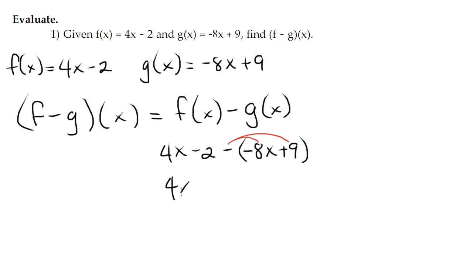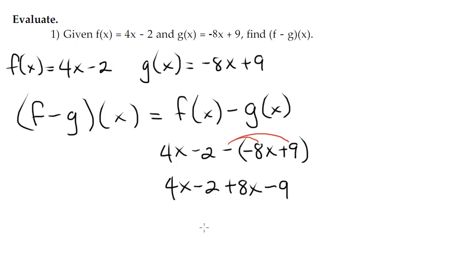So what's happening here is 4x minus 2 plus 8x minus 9. If you don't put the parentheses, you might get this plus 8x, but you probably won't get this minus 9. You'll probably have this as plus 9. So it's really important when you're subtracting to distribute that negative sign through the parentheses. It's like negative 1 times each of these.